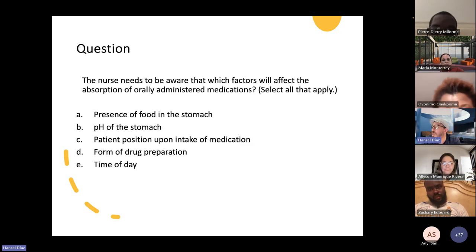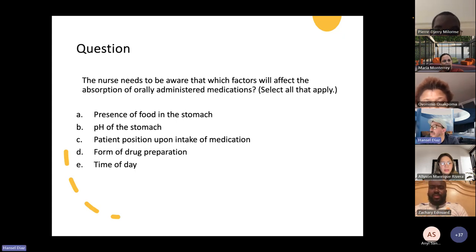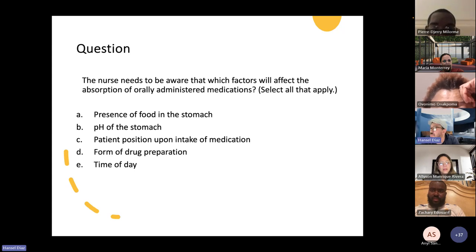The nurse needs to be aware that which factor will affect the absorption of orally administered medication. What do you think? The presence of food in the stomach, as it's going to affect the absorption of orally administered medication. It could depend on the drug. 100%, yes. The pH of the stomach. Yes. It works with hydrochloric acid. And it works with pepsin.